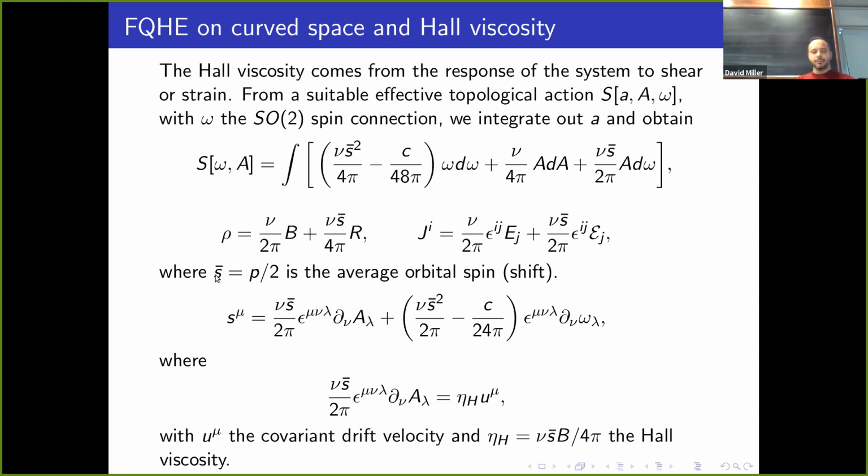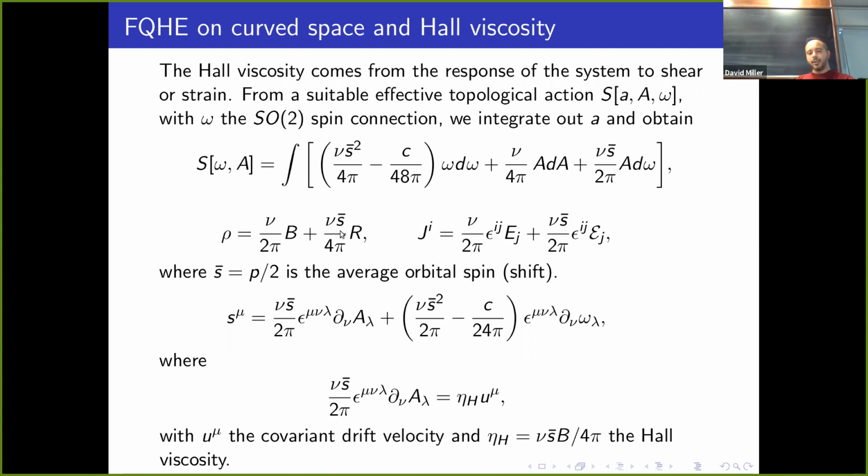bar S is what people call orbital spin or shift. It plays a very important role. And importantly, you see there appears the Ricci scalar here, the abelian Ricci scalar. Also in the second part, the current, there appears the so-called gravitoelectric correction that comes from the geometry.